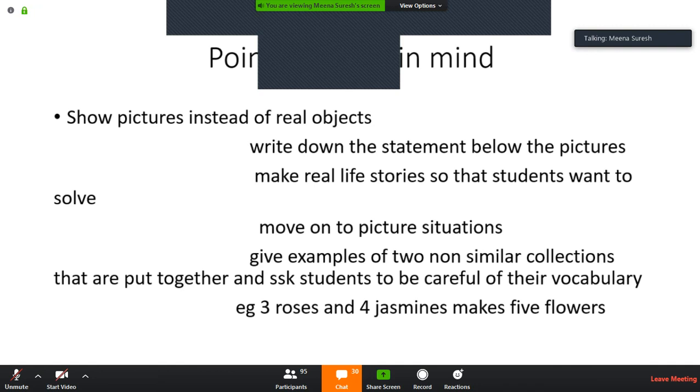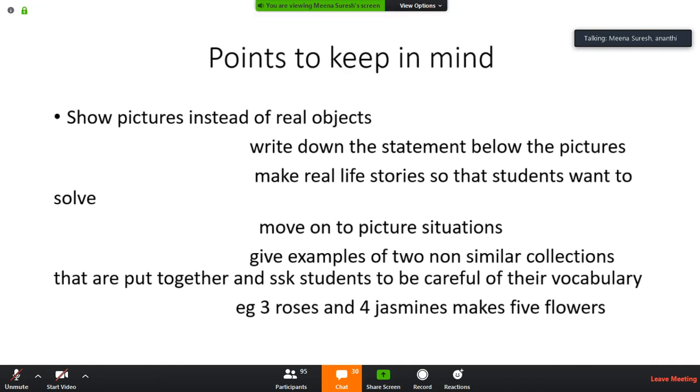Picture situations actually mean that instead of giving the sum as a whole, you start saying, in a garden, there are 2, and put a flower picture. Like this. That is the next step you have to do. And after this, you have unlike things. You add 3 roses and 4 jasmines. I have given a wrong answer, 5 flowers, actually it should be 7 flowers. So do like that.